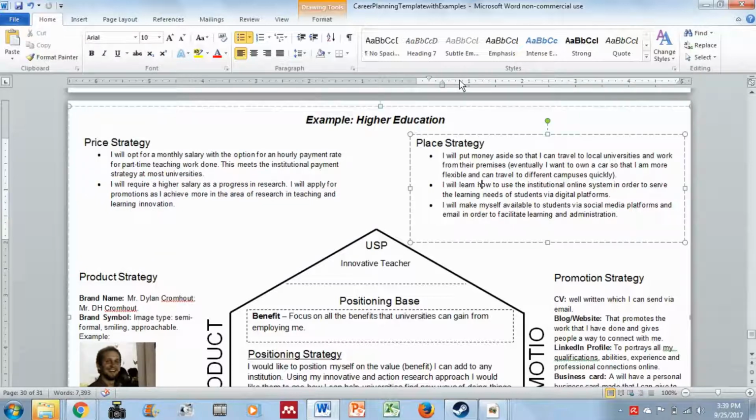Place strategy. I will put money aside. Remember, this is how you make yourself available to organizations. I'll put money aside so that I can travel to their local universities and work from their premises. Eventually, I want to own a car so that I'm more flexible and can travel to different campuses quickly. Okay. I will learn how to use the institutional online system in order to serve the learning needs of students via digital platforms like Blackboard. That makes me available to do teaching and learning anywhere. I will make myself available to students via social media platforms. So you see, this is how I make myself available for the work that's required at this organization.